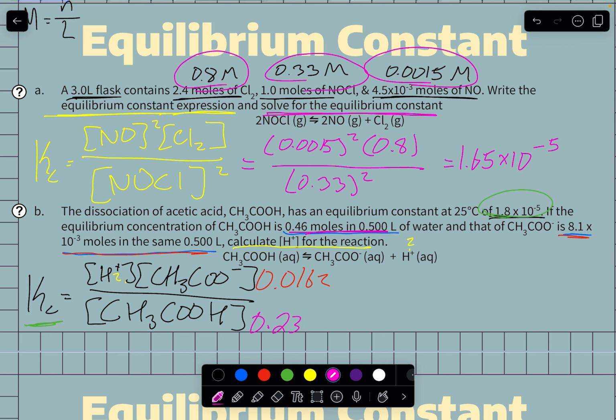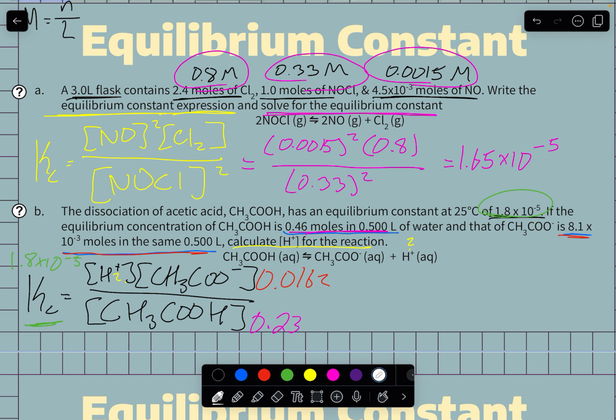Okay, so you have all your numbers. Let me just write this one in, 1.8 times 10 to the negative 5. I want you to just solve this for H plus, just algebra, right? Multiply the bottom across, then divide what's remaining on the top.